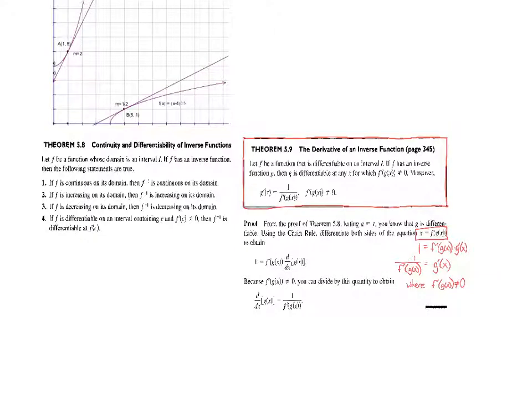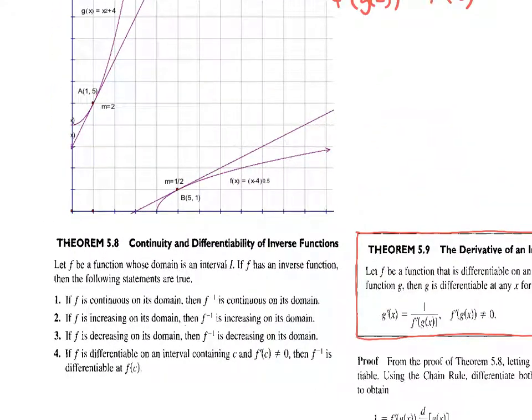Now, what other properties do we have here? There's a couple of other properties. First of all, if f is a function whose domain is in an interval, and if f has an inverse function, the following statements are true. If f is continuous on the domain, then the inverse will also be continuous on the domain. If f is increasing on its domain, then the inverse will also increase on the domain. If f is decreasing on the domain, then f inverse will also decrease on the domain. And finally, if f is differentiable on an interval containing c and f prime of c is not 0, then the inverse is differentiable at f of c.